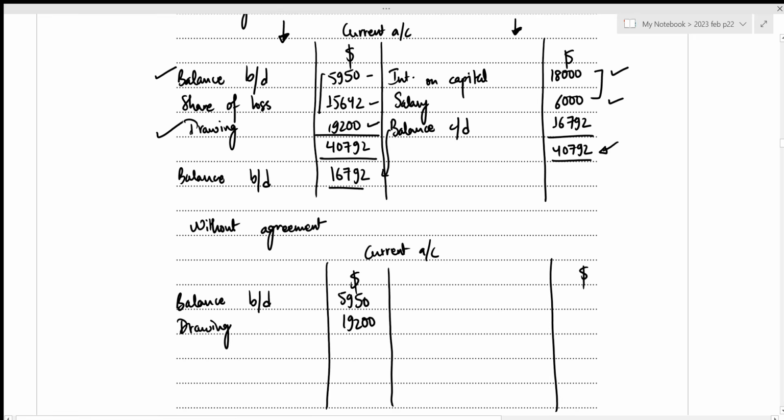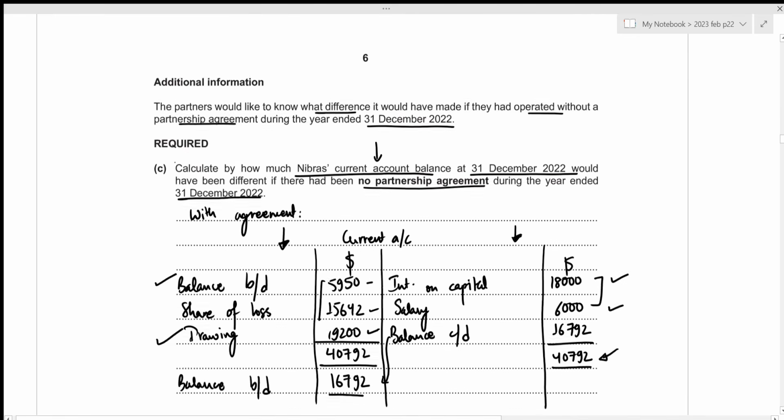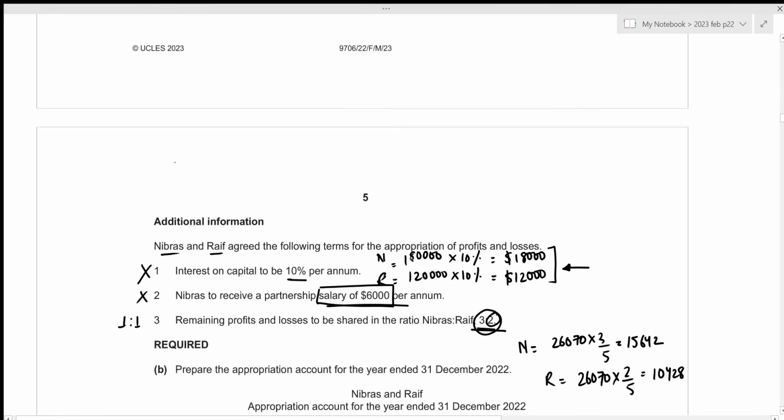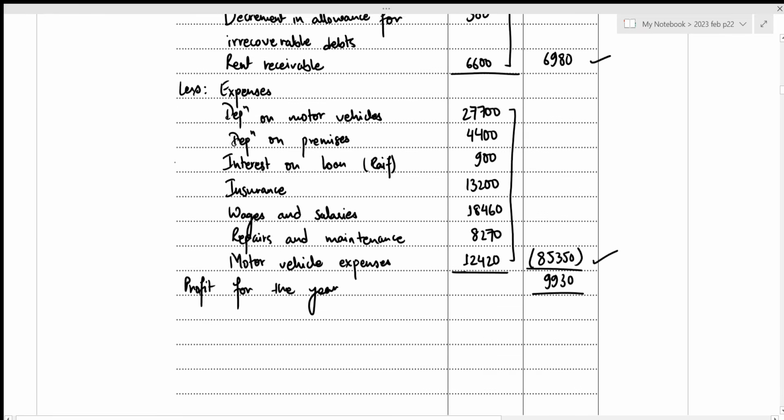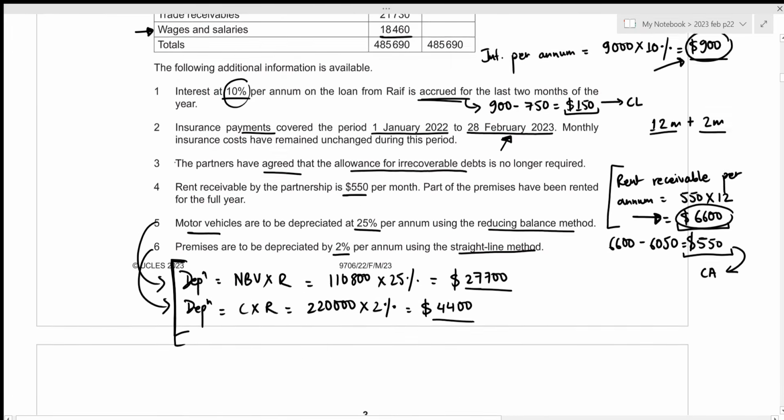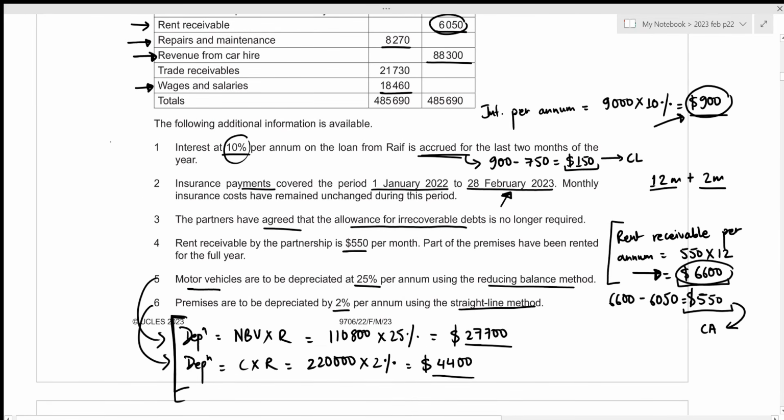But our share of loss will now be changing because in this case, since it is without any sort of agreement, we don't have to include all of our interest on capital as well as salary. And another thing to remember is that if there is no partnership agreement, then the interest on loan will be at 5% instead of 10%. So we now need to figure out the interest per annum.